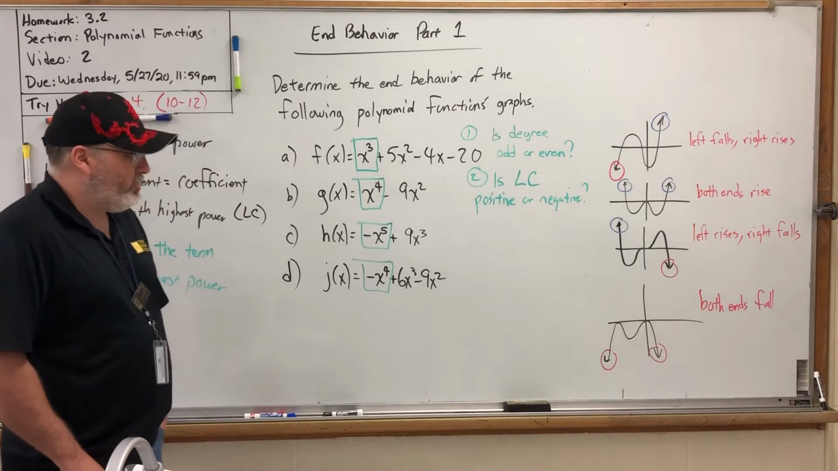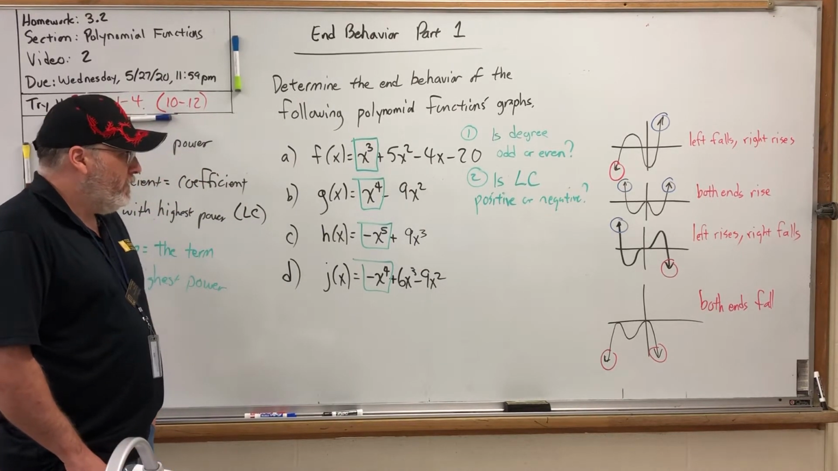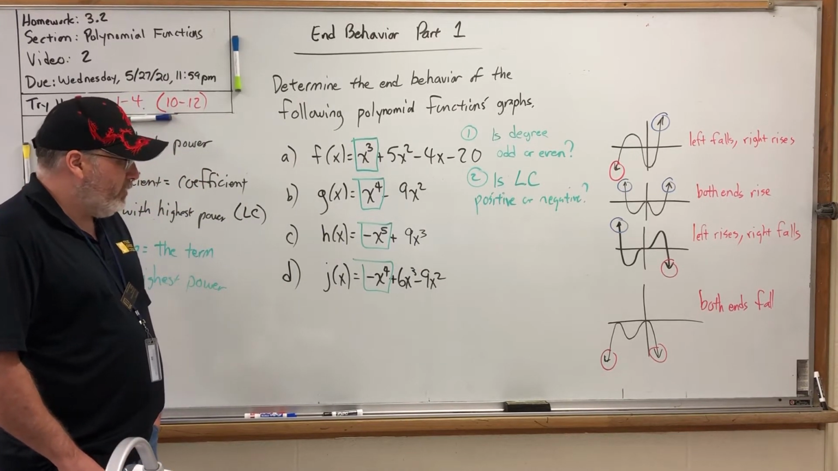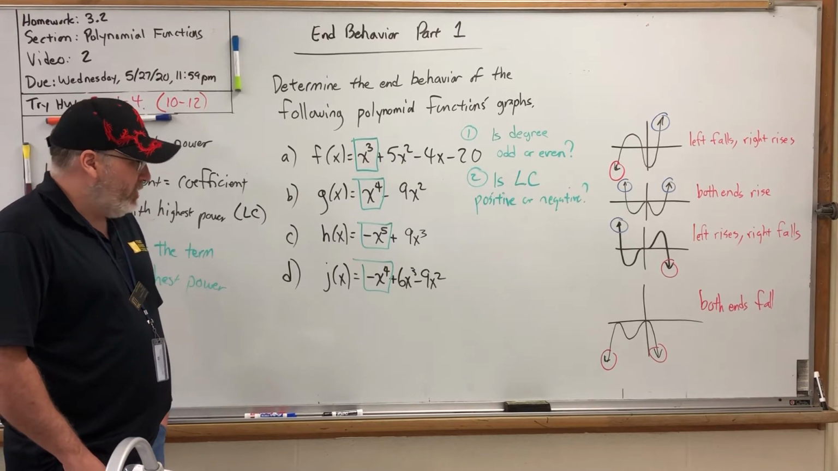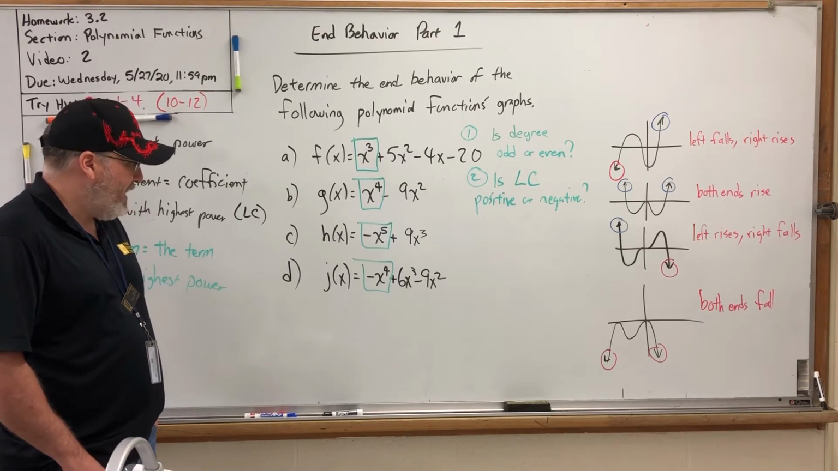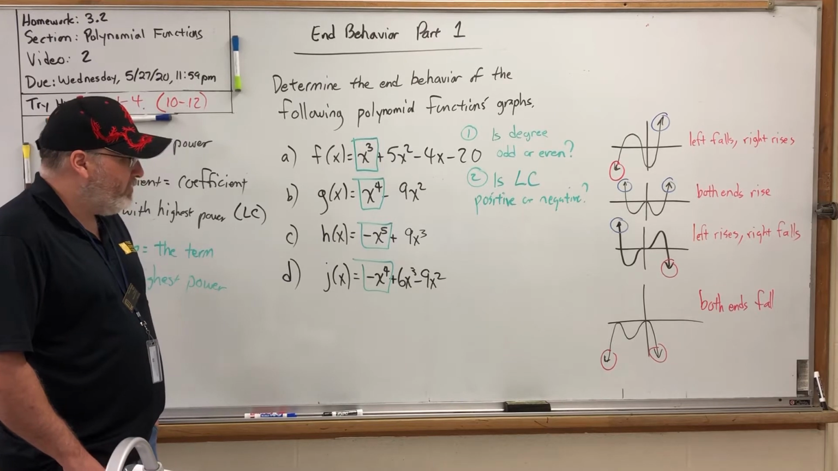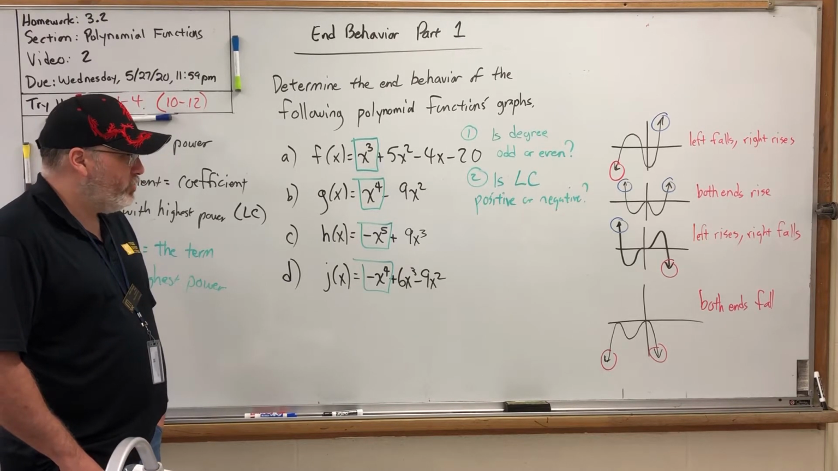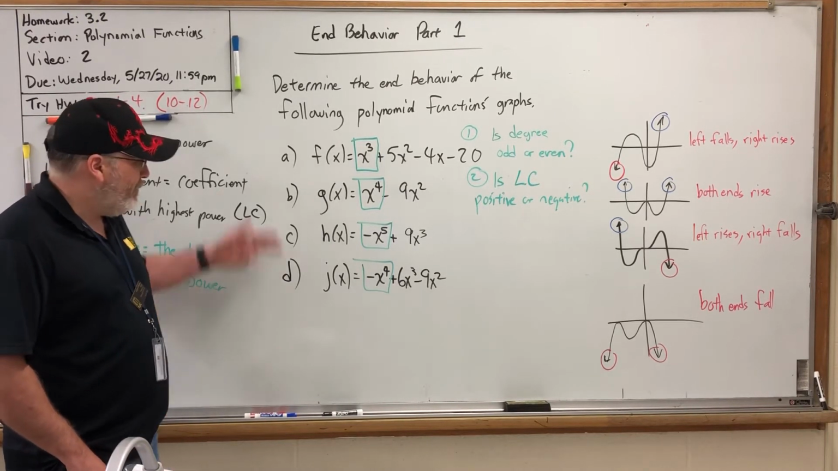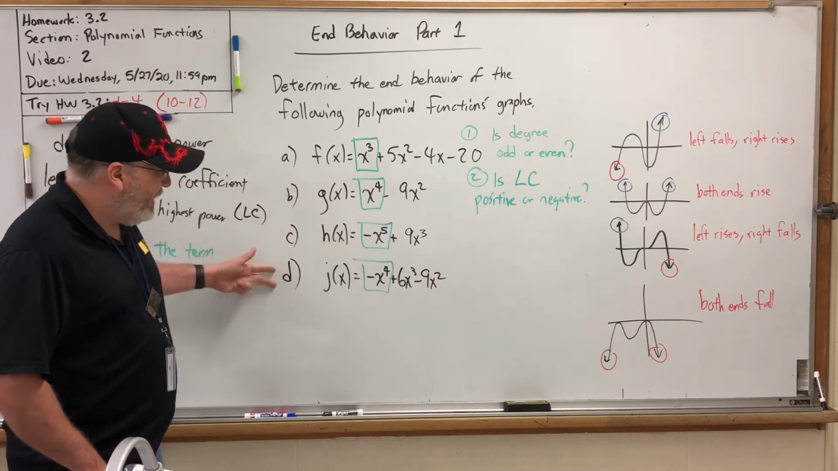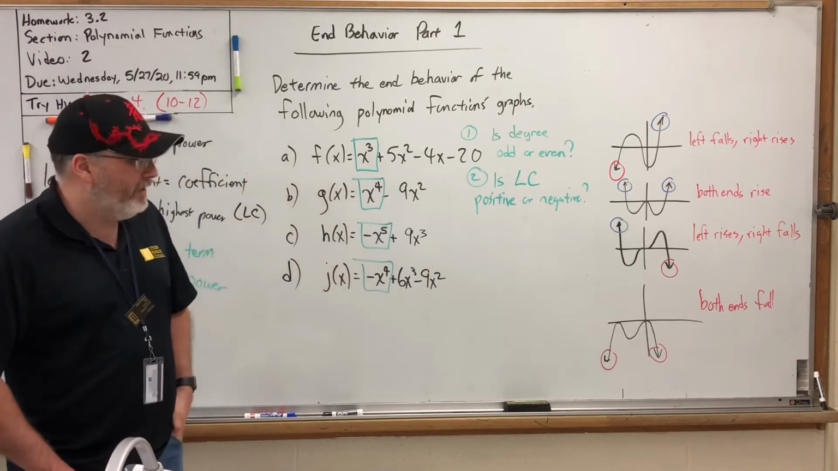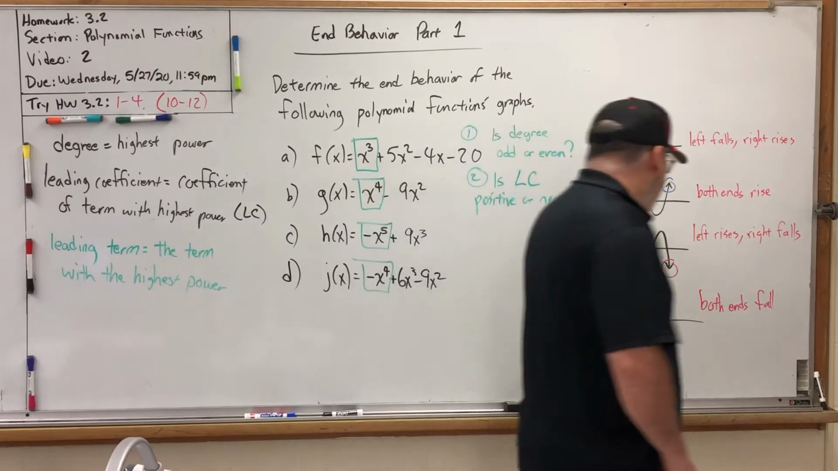But which answers tell you which graph? Well, let's focus on each answer and the pair of graphs that have that. For example, let's look at the ones where the degree is even. So that would be B, whose degree is 4, and D, whose degree is also 4. And let's take a look at their graphs and their end behaviors.